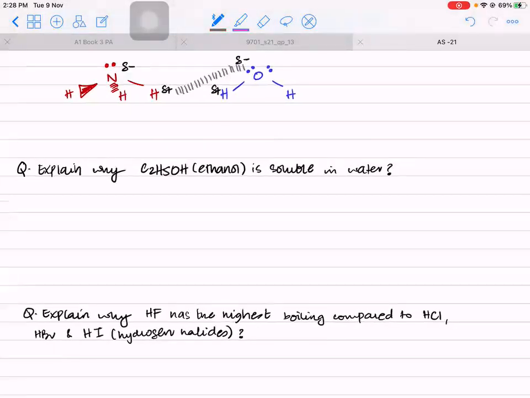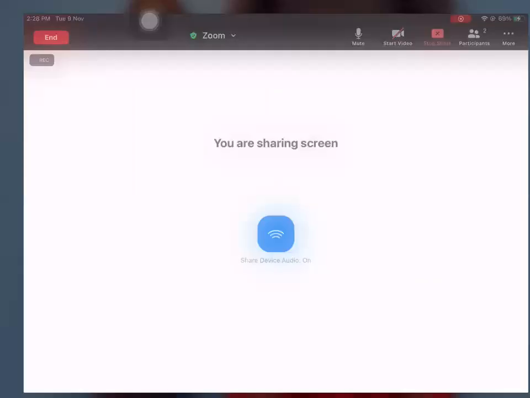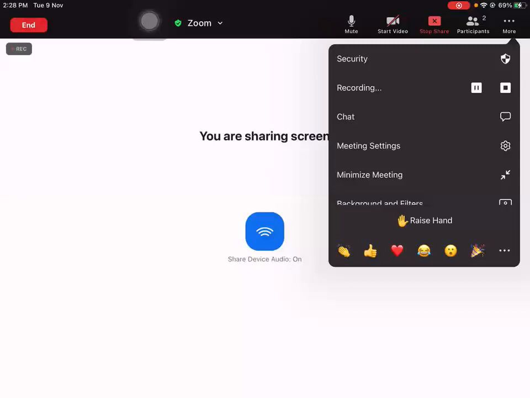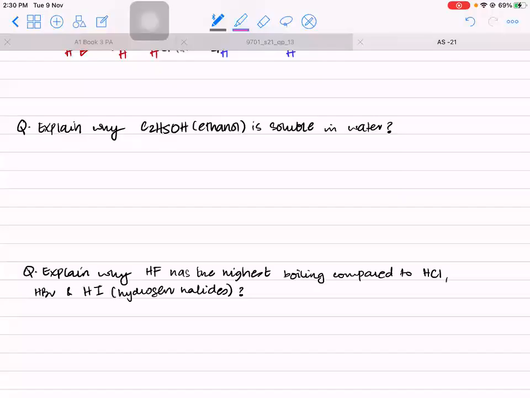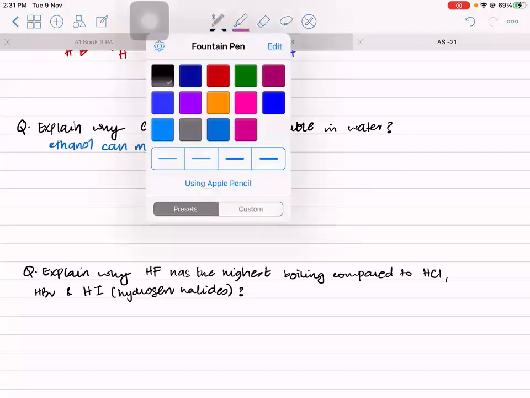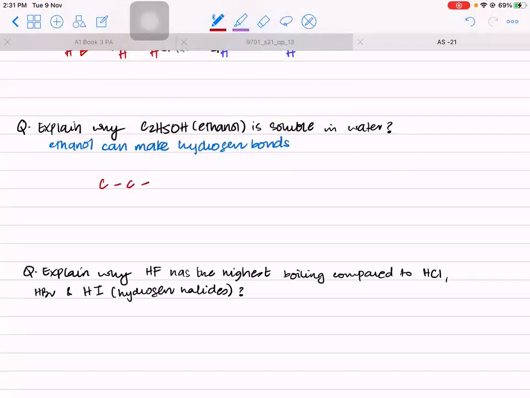Explain why ethanol is soluble in water. Again, can you guys try this now? Why is ethanol soluble in water? Now again, if it is soluble, that means ethanol can make hydrogen bonds with water. And let's see the hydrogen bonds. So you have ethanol, which is C2H5OH. This right here is ethanol. Let me make water right here, H2O.